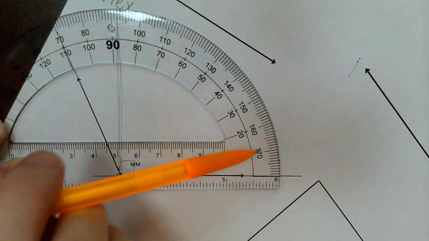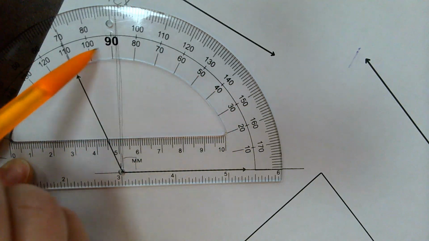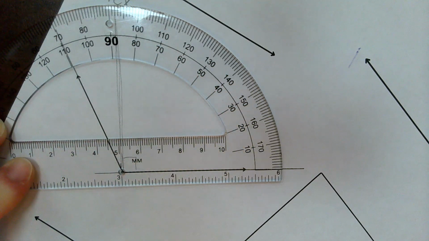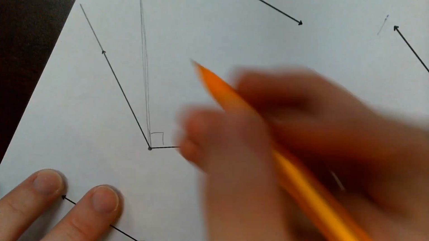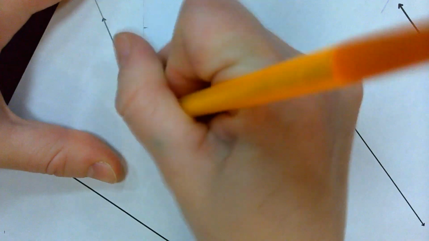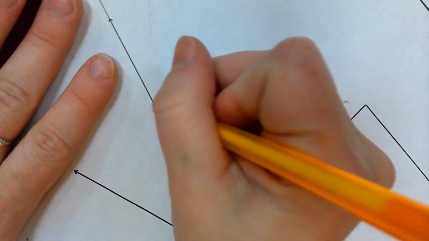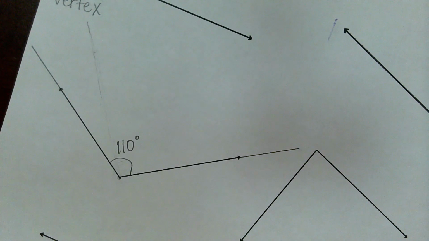Because now I've got it flipped. I started over here, counted 10, 20, 30, 40, and so on, up to 110. Does that make sense, you guys? Yes. Okay. Awesome. So we'll label this one also. We will call it 110 degrees. Perfect.